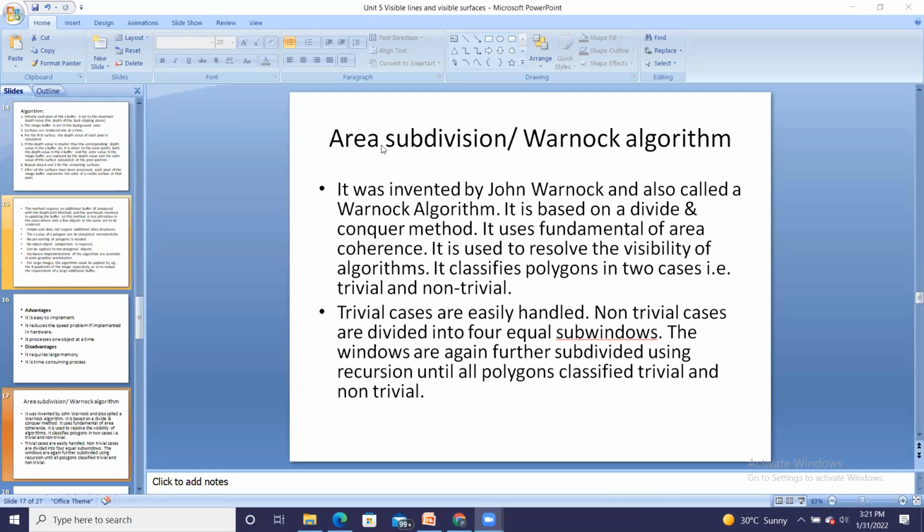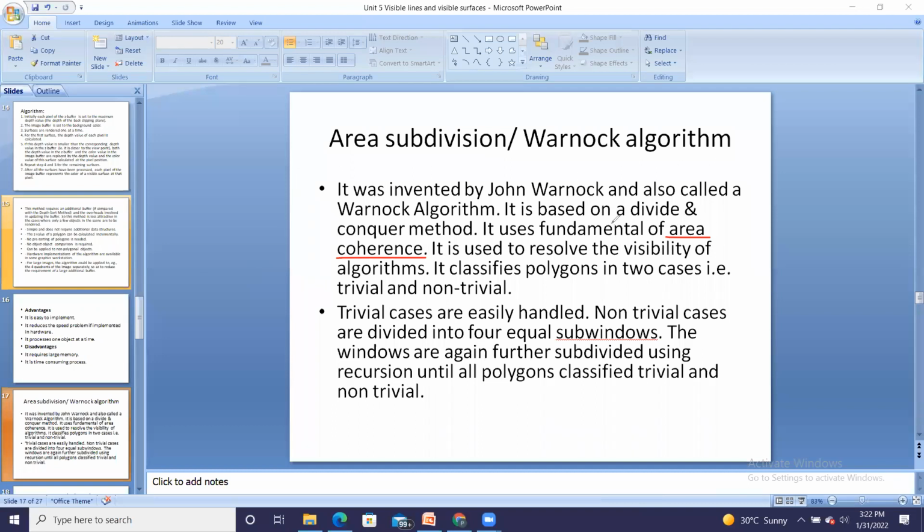So let us start with the algorithm. The name is area subdivision algorithm, or also called Warnock. This was invented by John Warnock. It is based on the divide and conquer method. It uses the fundamental of area coherence, right? This is a very important point. Many times an objective type question comes in the question paper: the area subdivision algorithm is based on this dash dash technique. The options are scanline coherence, pixel coherence, area coherence. So the answer is area coherence.